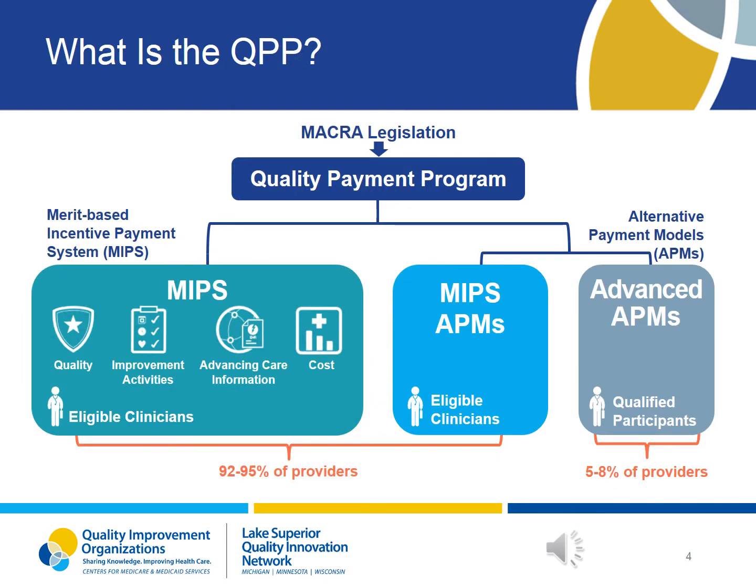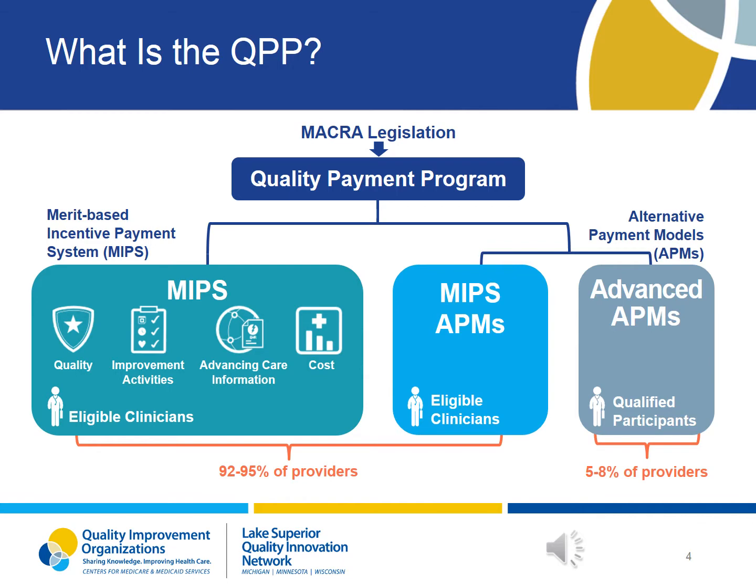The diagram depicts the Quality Payment Program at a very high level. The program originates from legislation known as MACRA, the Medicare Access and CHIP Reauthorization Act, and breaks down into two paths that you see here. MIPS, the merit-based incentive payment system on the left with its 4 reporting categories, and alternative payment models, both MIPS APMs and advanced APMs on the right.